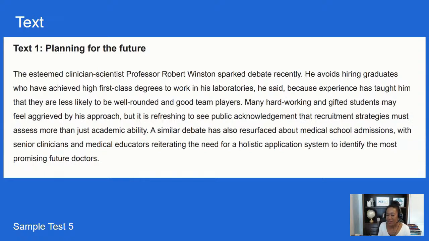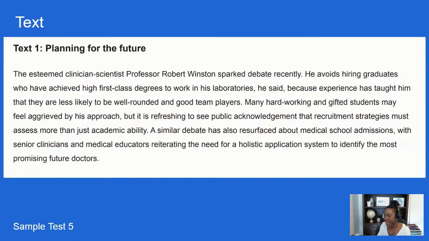So I'll give you a moment to have a read through this paragraph, and I'll also read it out to you. Okay, so the esteemed clinician scientist, Professor Robert Winston, sparked debate recently. He avoids hiring graduates who have achieved high first class degrees to work in his laboratories, he said, because experience has taught him that they are less likely to be well rounded and good team players.